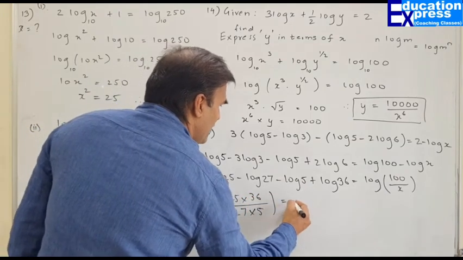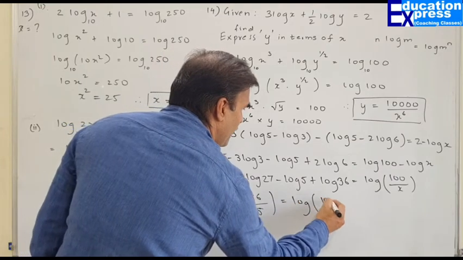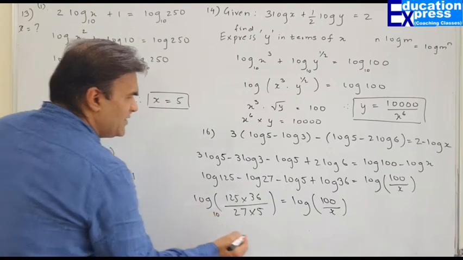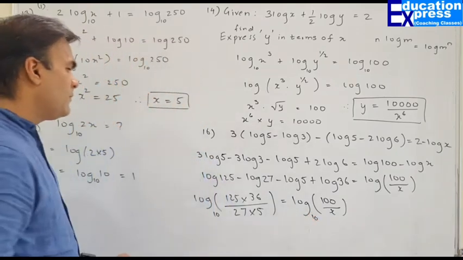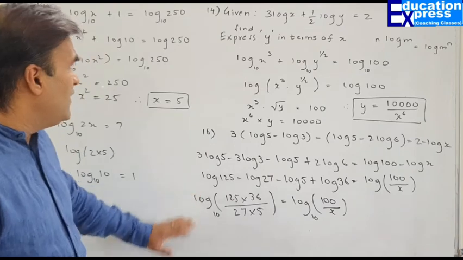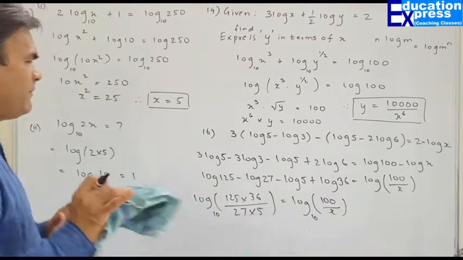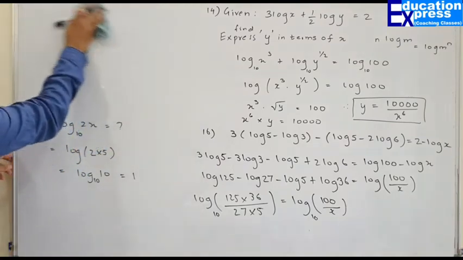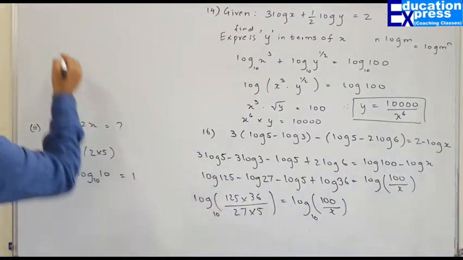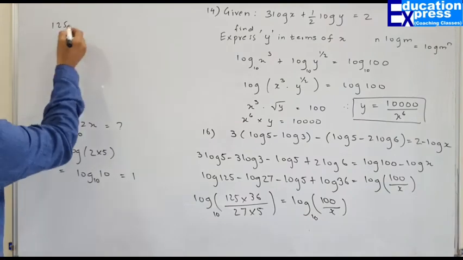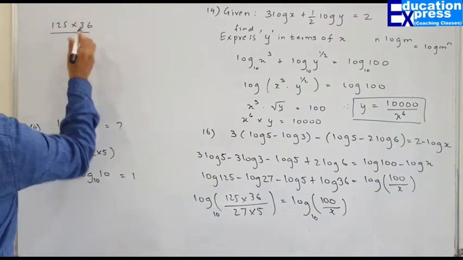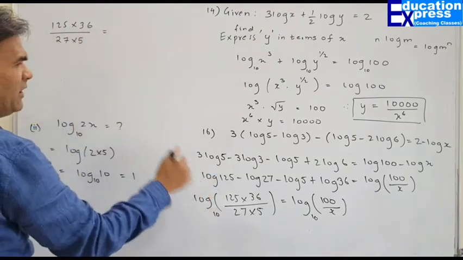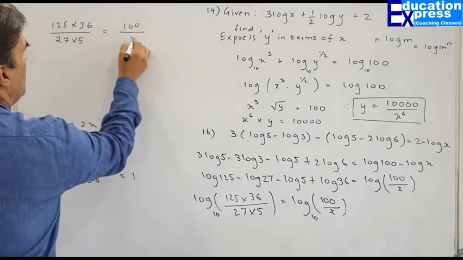Log of this equals to log of 100 upon x. Now base is not available, so base is always assumed by default to be 10. Comparison is possible because we can remove log from both the sides. If you remove log from both the sides, what will be the outcome? Sir, in case if we remove log, 125 multiplied by 36 upon 27 multiplied by 5 will give you 100 upon x.